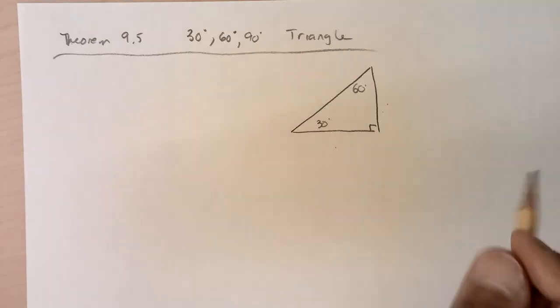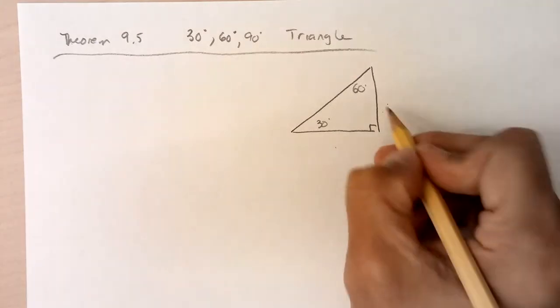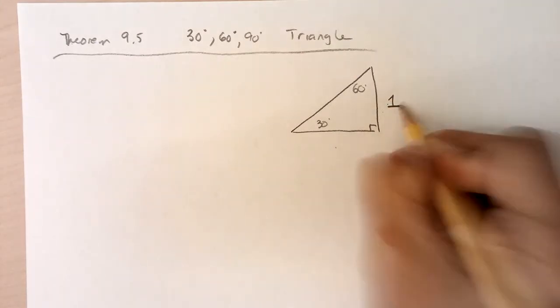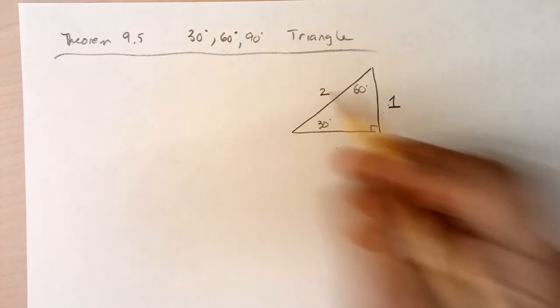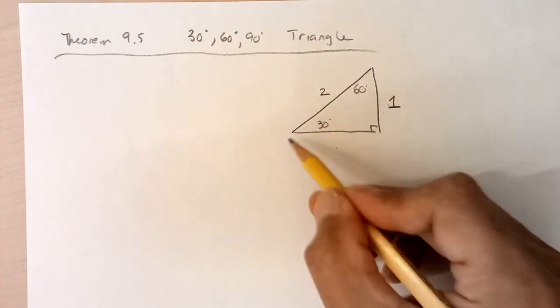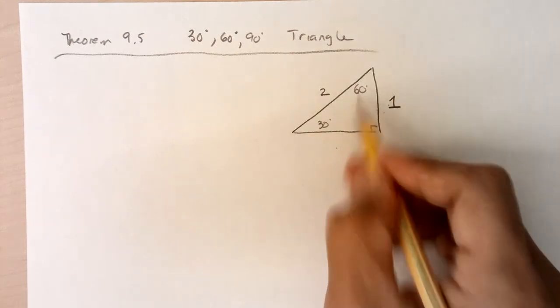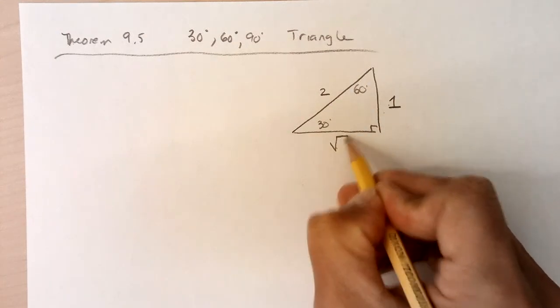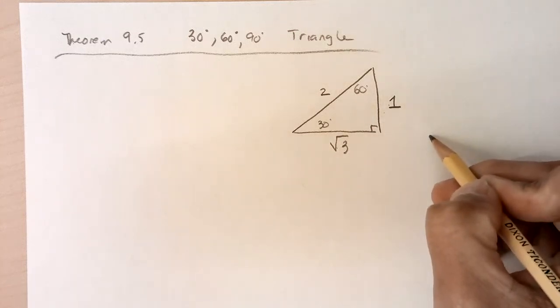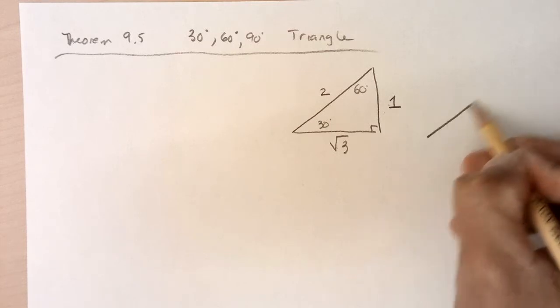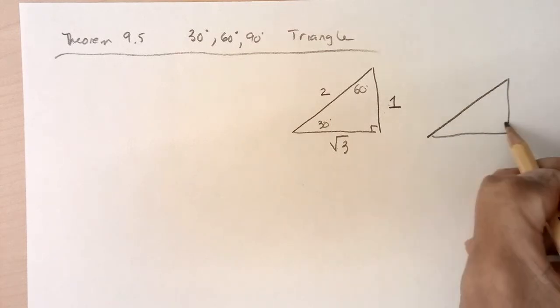And then for your 30, 60, 90 triangles, the shortest side is 1. The longest side is actually 2. 2 is more than the square root of 3, so the longest side has to be the hypotenuse. And then the side opposite the 60 is the square root of 3. I could use that if I'm setting up proportions to find missing sides of a 30, 60, 90 triangle. Or here's another way that you could set it up.